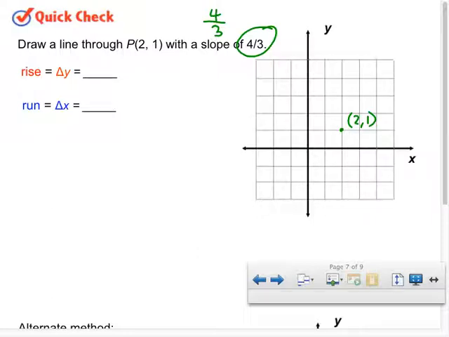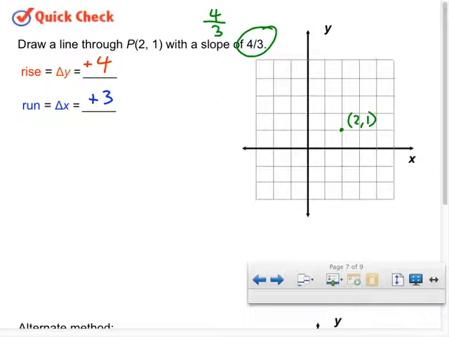Can somebody give me one way to write the slope so we can find a point? What's one way I could write 4/3, positive 4/3? What would my rise be? Positive 4. Well, if I chose positive 4 for my rise, what's my run have to be? Positive 3. So positive, positive, and positive give me a positive fraction for my slope, right?